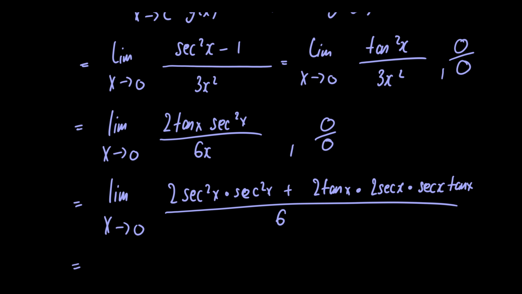Now if we just let x tend to 0, this term here is equal to 0, and secant squared of x times secant squared of x is equal to secant to the 4th power of x. And if we evaluate this at 0, it's just equal to 1, so we're left with 2 divided by 6, which is just equal to 1 over 3. And that is the final answer to this problem.